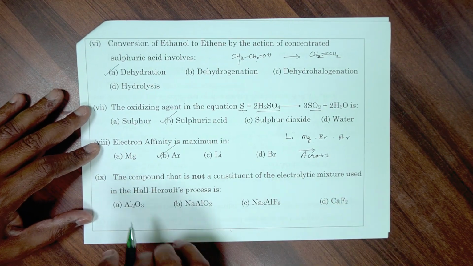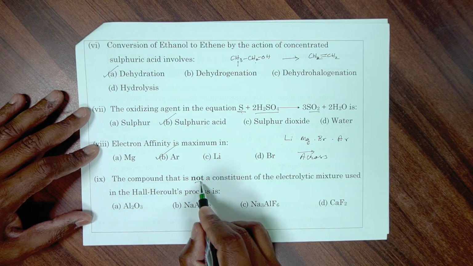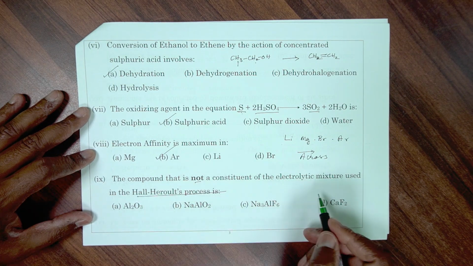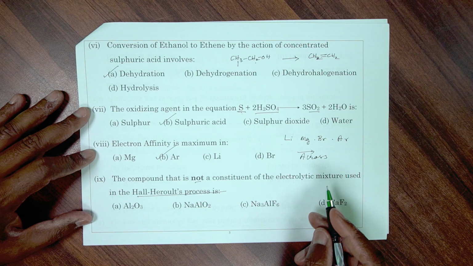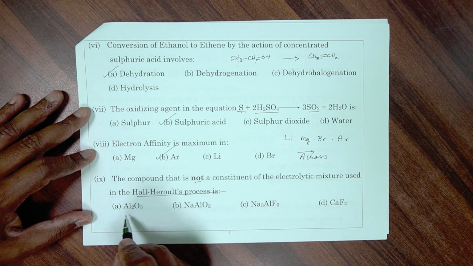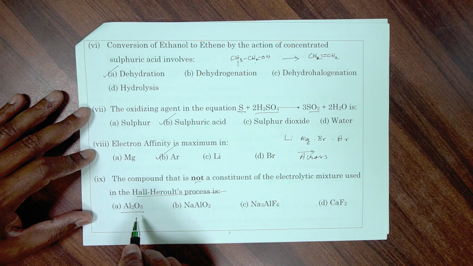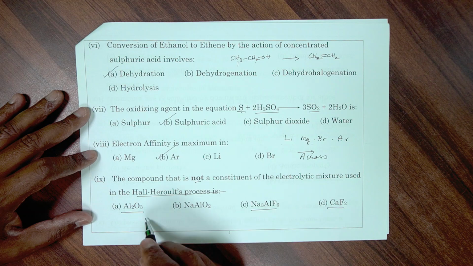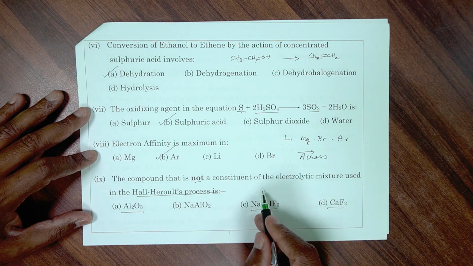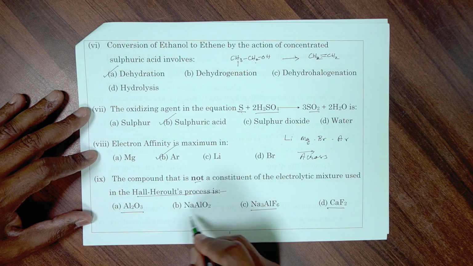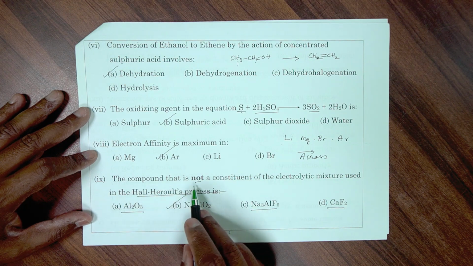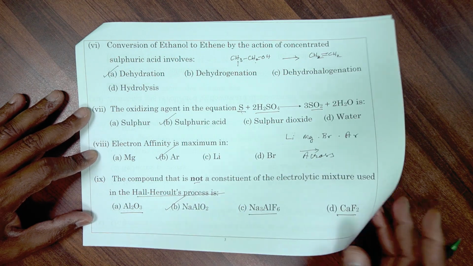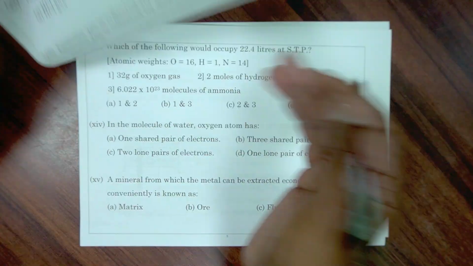Then we have question number 9. The compound that is not a constituent of the electrolytic mixture used in Hall-Héroult's process. We know Hall-Héroult's process is the extraction of aluminium from alumina, that is bauxite. So bauxite or alumina is definitely involved, and we add 2 more substances, that is cryolite and fluorspar. So these 3 substances are already there in the Hall-Héroult process. What is not there is NaAlO2, that is sodium metaluminate. So the question is, the compound that is not a constituent of the electrolytic mixture. So the answer is NaAlO2, sodium metaluminate. We'll go to the next question.